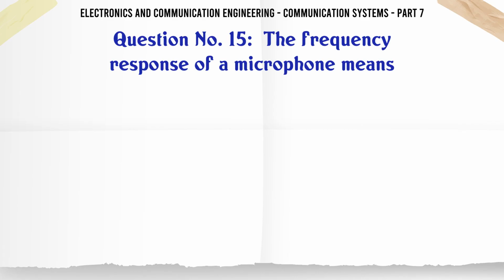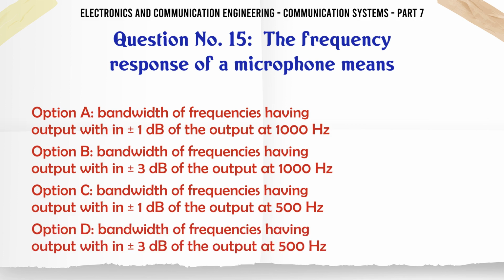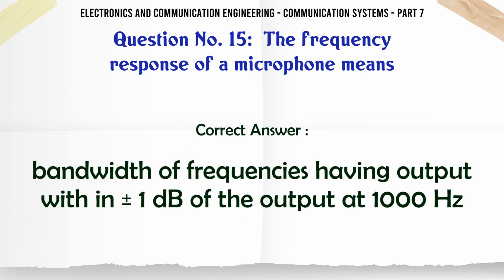The frequency response of a microphone means A, bandwidth of frequencies having output within 1 dB of the output at 1000 Hz. B, bandwidth of frequencies having output within 3 dB of the output at 1000 Hz. C, bandwidth of frequencies having output within 1 dB of the output at 500 Hz. D, bandwidth of frequencies having output within 3 dB of the output at 500 Hz. The correct answer is bandwidth of frequencies having output within 1 dB of the output at 1000 Hz.